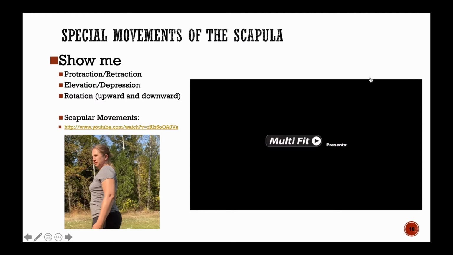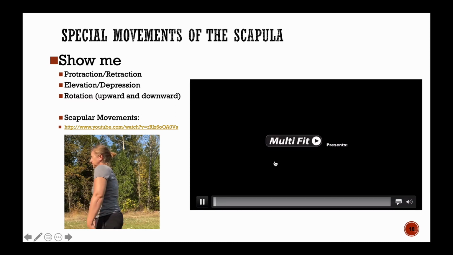So just looking at a couple, this is our protraction, retraction, protraction, retraction, right? And then we have elevation, depression, elevation, depression. And then we'll show you, I'm going to turn around the back way, and then you've got upward rotation, downward rotation. It's hard to see because my shirt is there. So I thought what I would do is actually show you anatomically what's happening.